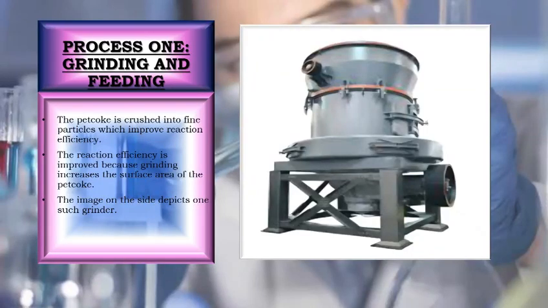Process 1: grinding and feeding. Our first process is grinding and feeding. The pet coke is crushed into fine particles, as shown in the picture on the slide. This grinder machine increases surface area, allowing for better reaction efficiency in the next steps. Without proper grinding, the chemical reaction would be slower and less efficient. Let's move to the next slide.